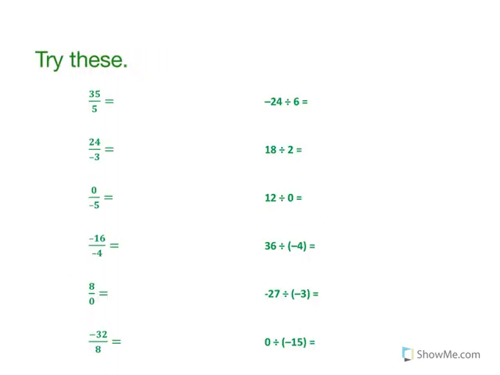All right, here's some for you to practice. Check these out, see what you get, and then see if yours match. All right, 35 divided by 5. Positive divided by positive is positive. 24 divided by -3 is going to be a -8. 0 divided by anything is 0. Negative divided by negative is positive. Can't divide by 0. It's undefined.